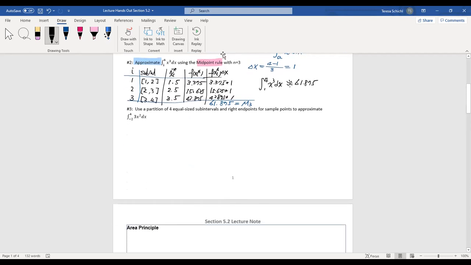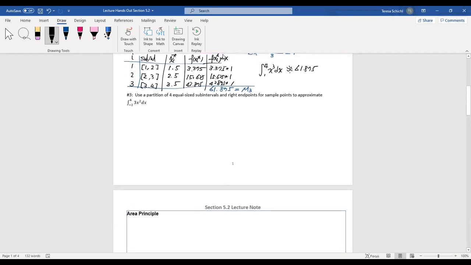This one is very similar to what we did before. Let's use a partition of 4 equal subintervals, and I'm looking for the right endpoint as the sample point. How do we do that? I'm starting from -2 to 4, with 4 equal subintervals.